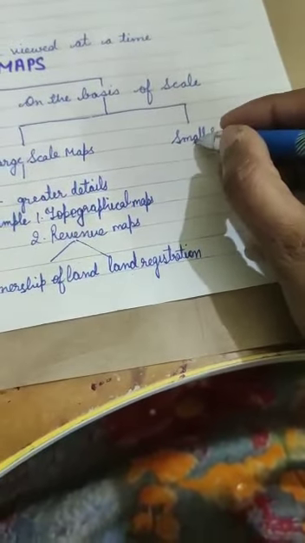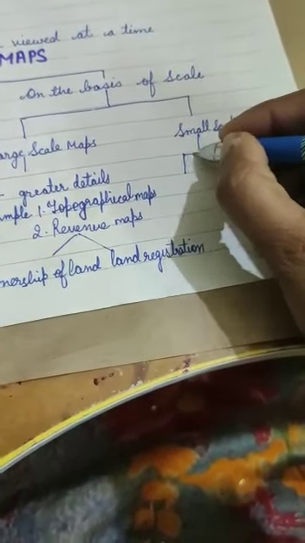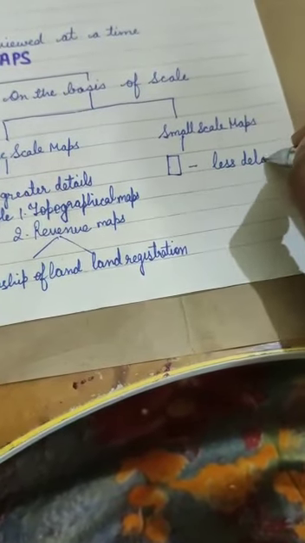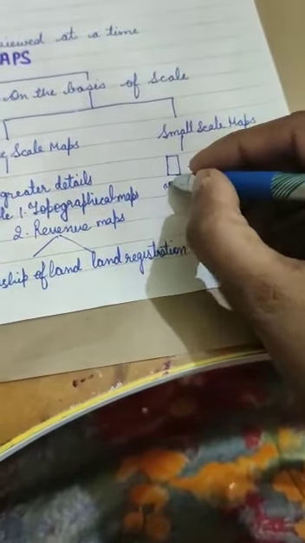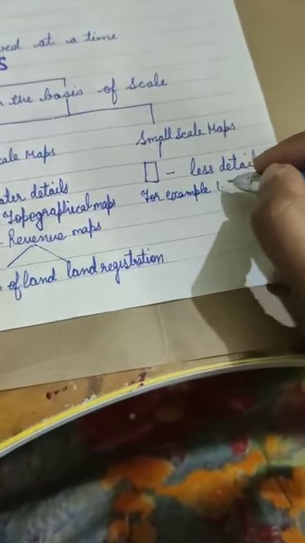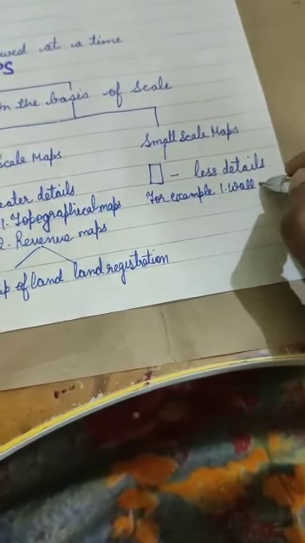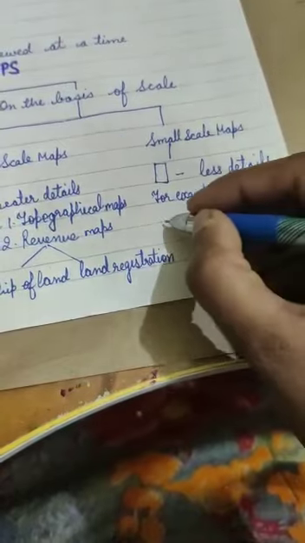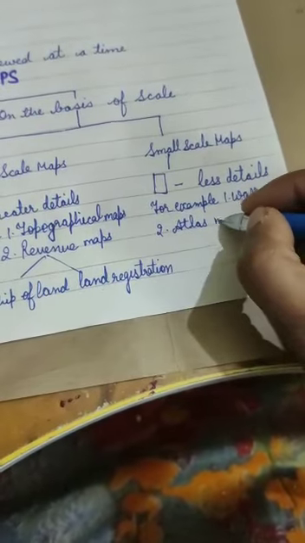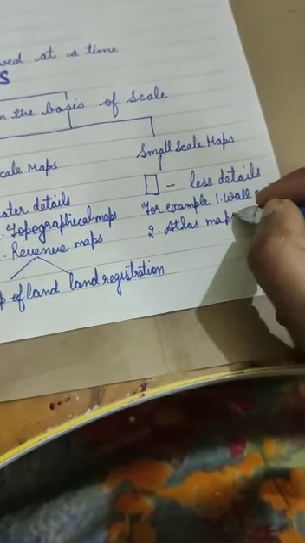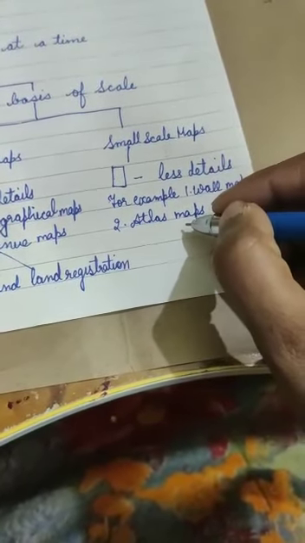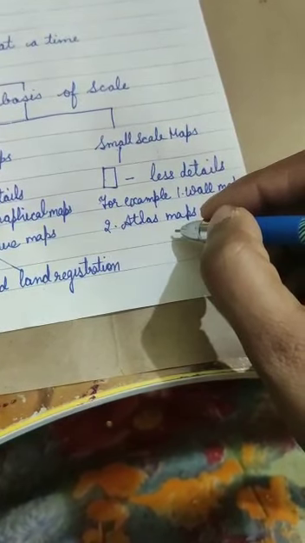Small scale maps. Small scale maps show a large area in less detail. For example, wall maps, as you must have used in your classrooms. Atlas map. In this, continents and countries are shown, and many natural features like forests, rivers, vegetation, roads, railways, etc. are marked.